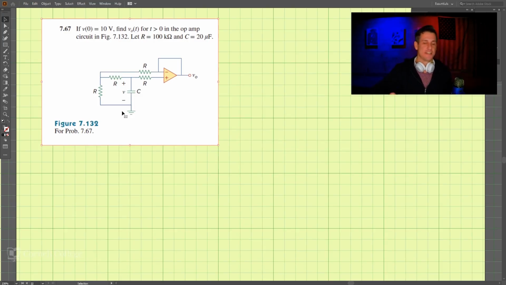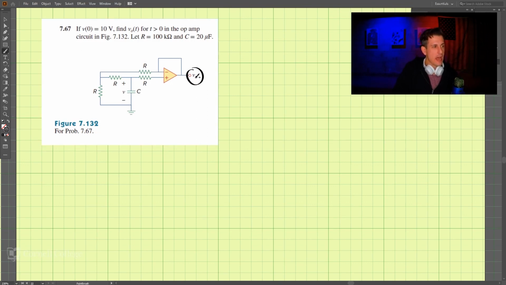All right, so this is 767, and what we're looking to find is V out with this op amp, and we're given that the initial voltage across the capacitor here is 10 volts. In examining this, we know that for this op amp, this current must be equal to 0. This current is equal to 0 because no current flows into an op amp.